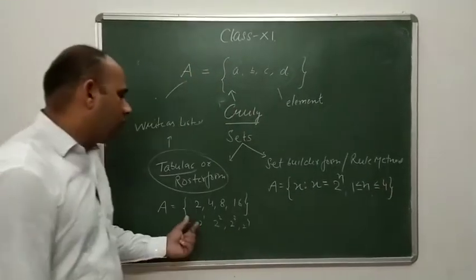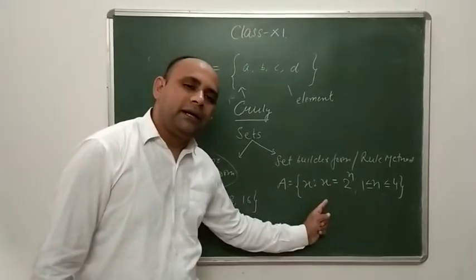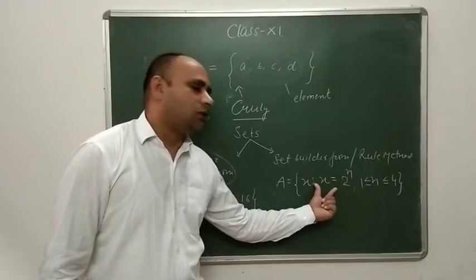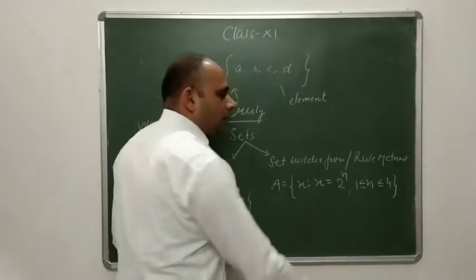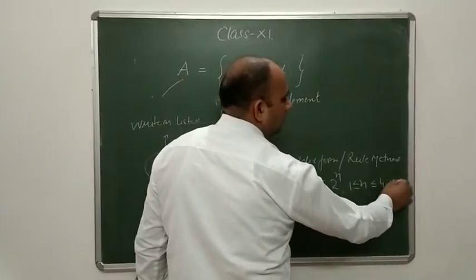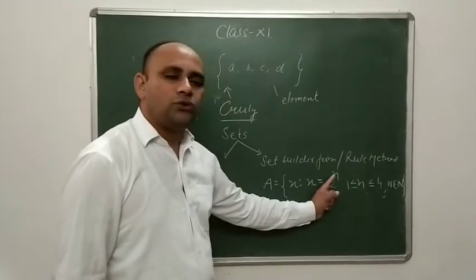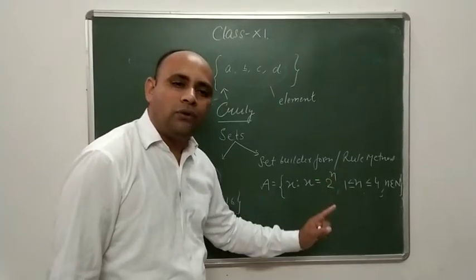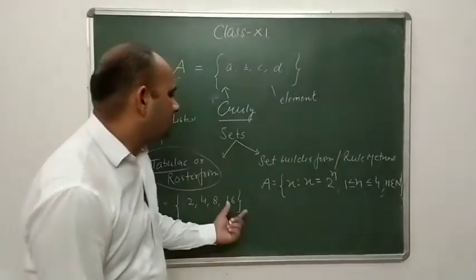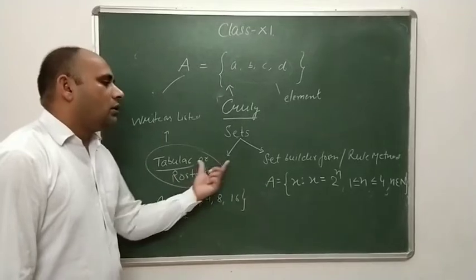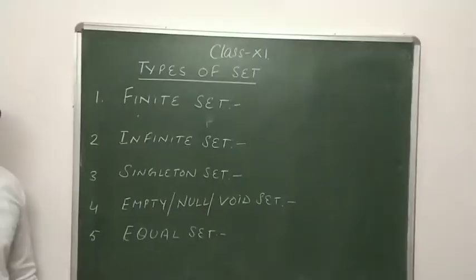Okay, so here we have given list of elements, but here हमने क्या लिखा बेटे, वन प्रॉपर्टी बना दिया x is equal to 2 raised to power n, and where n belongs to natural. Then if n is 1, then 2 raised to 1 is 2, when n is 2, 2 square 4, when n is 3, 8, when n is 4, 16. It is the example of tabular or set builder form.